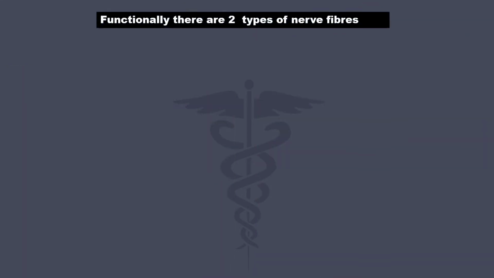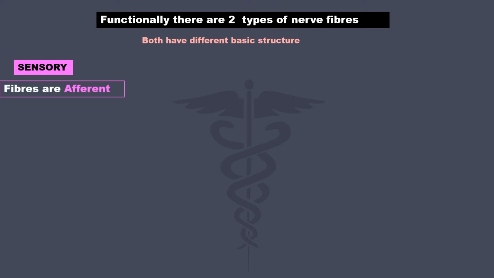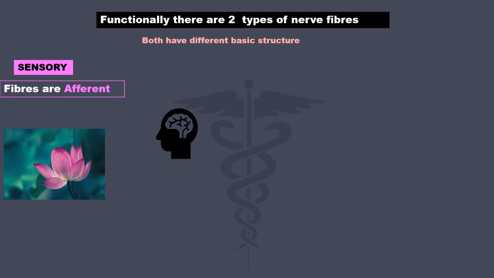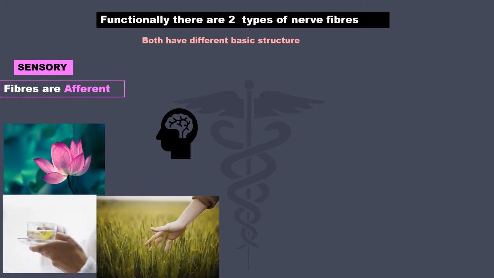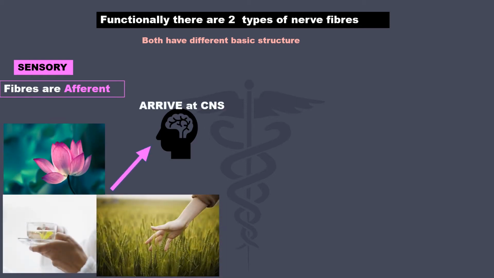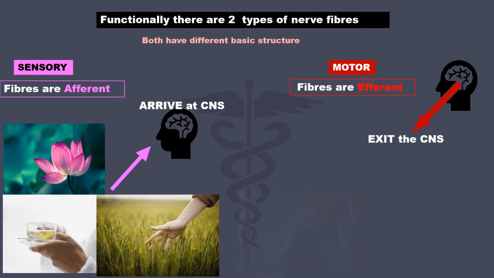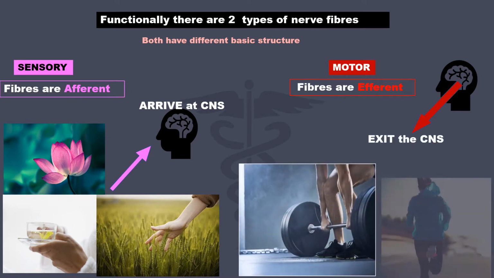Functionally, there are two types of nerve fibers, and both have different basic structure. Sensory fibers are afferent. They carry sensations like smell, taste, touch, etc. and arrive at the central nervous system. Whereas motor fibers are efferent and exit the CNS with information to muscles to control our actions and movements.